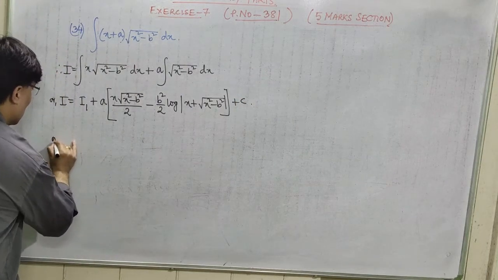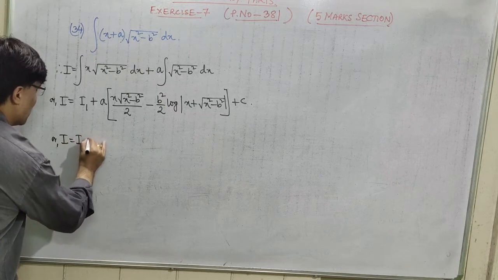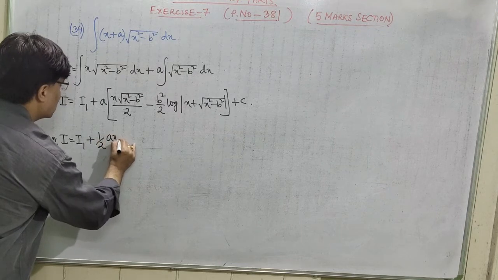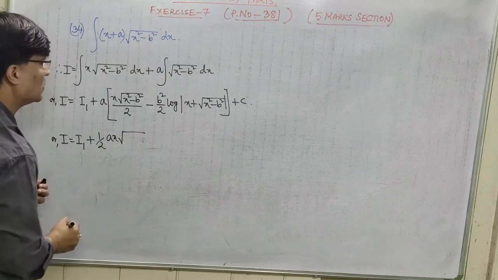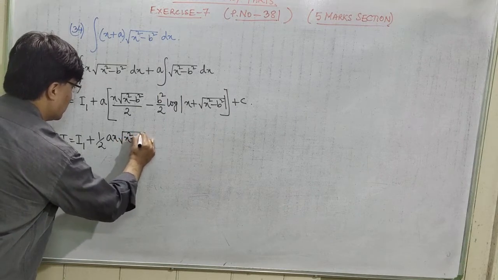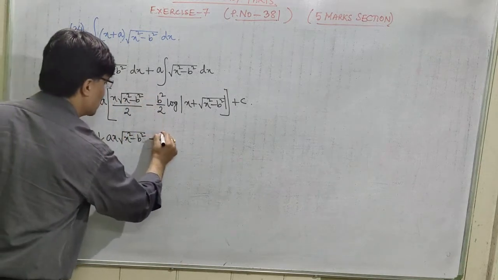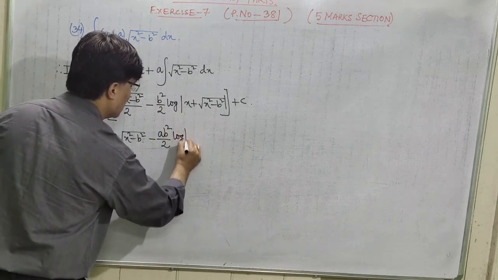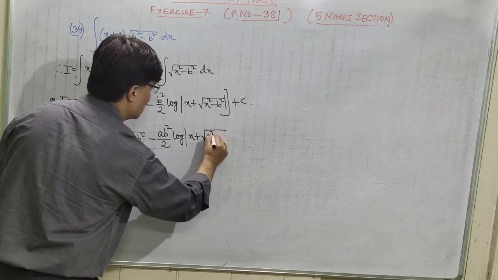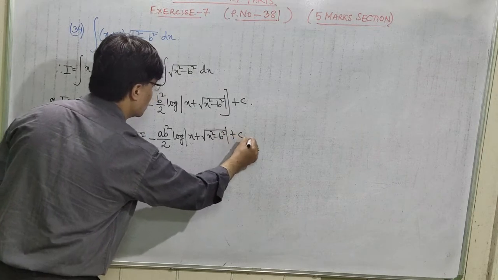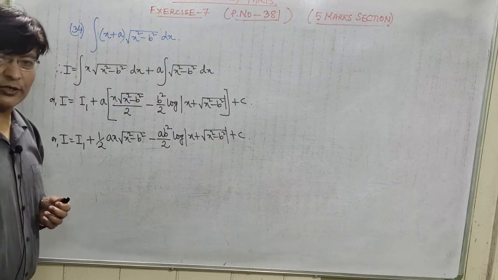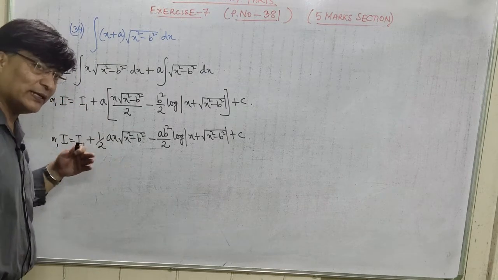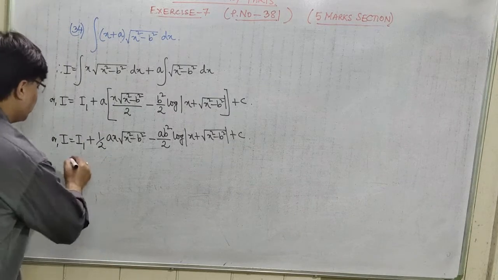So I is equal to, this is your I1 plus, let us multiply by a here. So this is half a x root over x square minus b square, minus a b square divided by 2 log within mod x plus root over x square minus b square, mod sign closed, plus c. So I think you have understood it. So let us get the value for I1 now, and you have to put that value of I1 in I in order to get the answer.